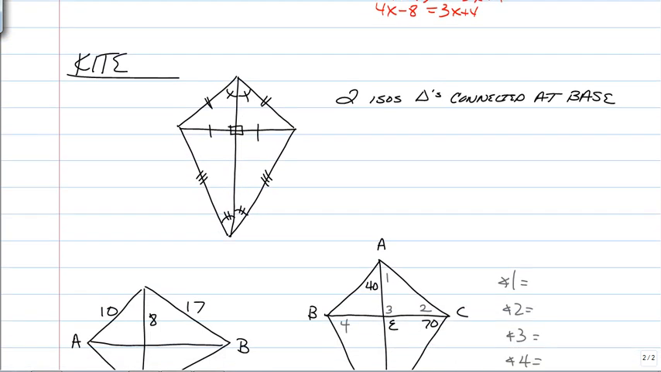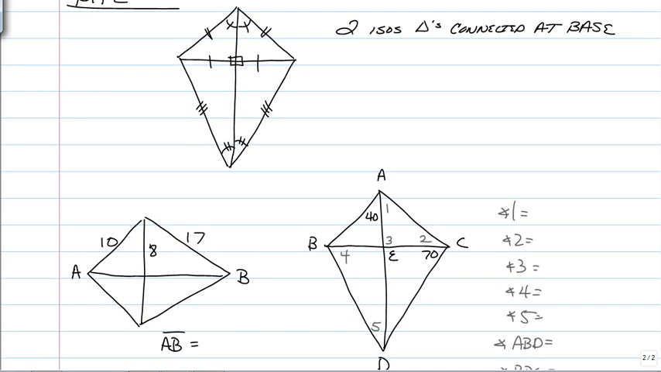Last thing we need to talk about are kites. Now, kites, in a way, are just 2 isosceles triangles connected at the base. So if we had an isosceles triangle here, and then we take another isosceles triangle here that has the same base, and we connect them, that's where we get our kites.